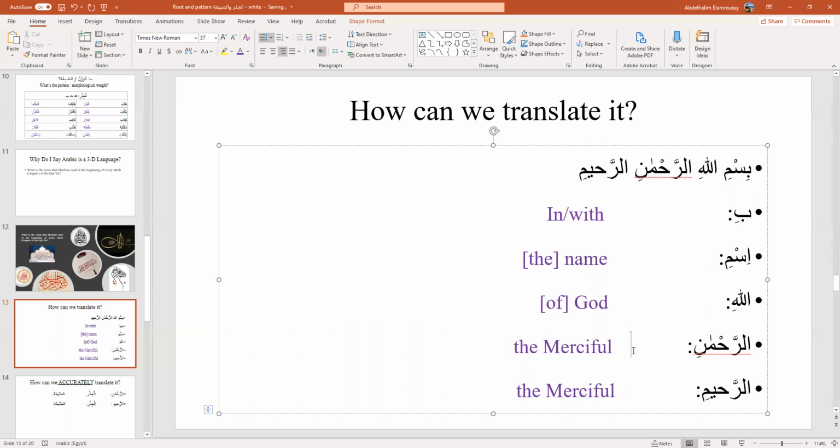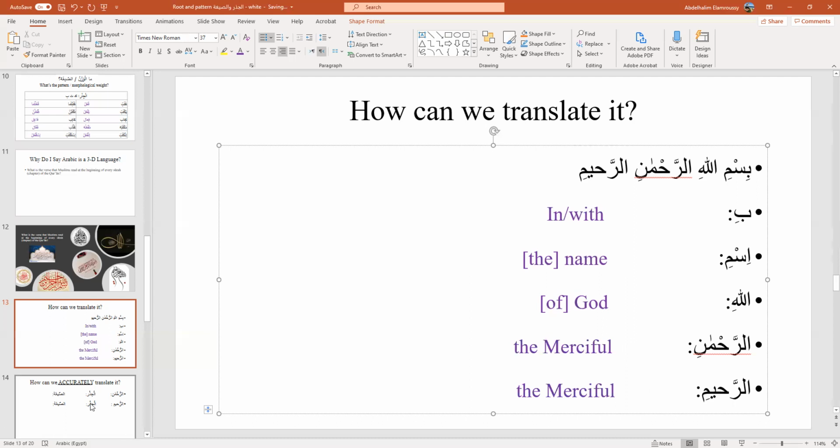On the other hand, Arabic can differentiate between the two. So in Arabic, Ar-Rahman has the primary meaning of the merciful. Ar-Rahim still has the primary meaning of the merciful, but they are not the same in Arabic. As I said, both have secondary layers of meaning that will differentiate them from each other.